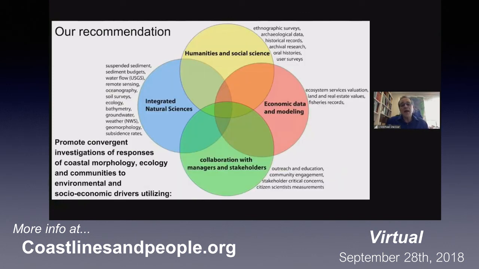And I think within that, we have to integrate not just the natural sciences, including, you know, I've listed some of the things of trying to understand how the sediments and water and biology moves around, but we also need to include the humanities and social sciences and how historical records and how people change and react, economic data, because depending on how land and real estate values change, people are going to react differently as the changes take place. And we need to obviously incorporate the stakeholders and the managers who are involved with this, because they're going to make the final decisions as to how to react to the changing natural environment.